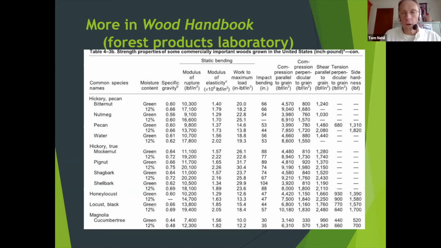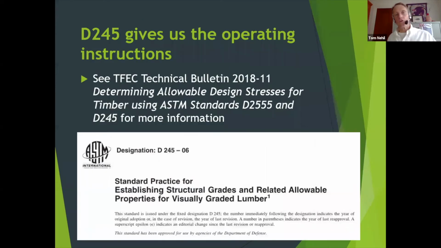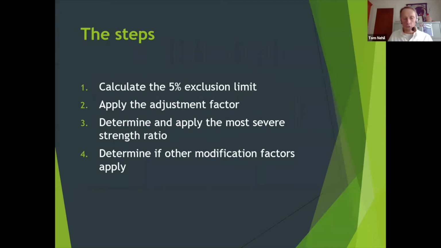We don't need to do any testing in an existing building. We're just reinventing the wheel, only not as good. So go to the standards where this information's available. And then we can take this D245 document. This gives us the procedure for taking strength testing data and turning it into our allowable stresses. So I'm not going to go into the gory details here with you, but just to let you know, there are 4 basic steps what we do.